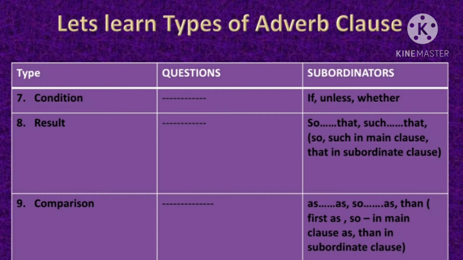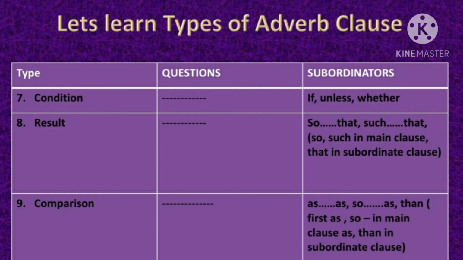When two things or two persons are compared, the subordinators used are as... as, so... as, or even than. Such subordinators appear in the adverb clause of comparison. But in these, the first as or so comes in the main clause, and the second as or than comes in the subordinate clause. So whenever you see such subordinators in the subordinate clause, it is an adverb clause of comparison.